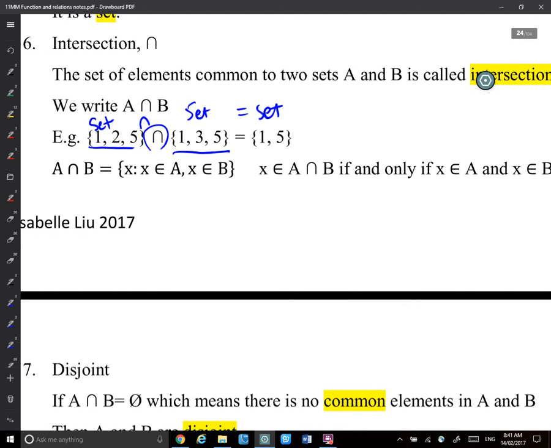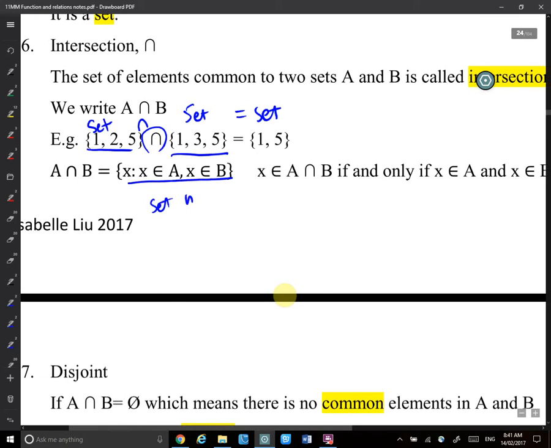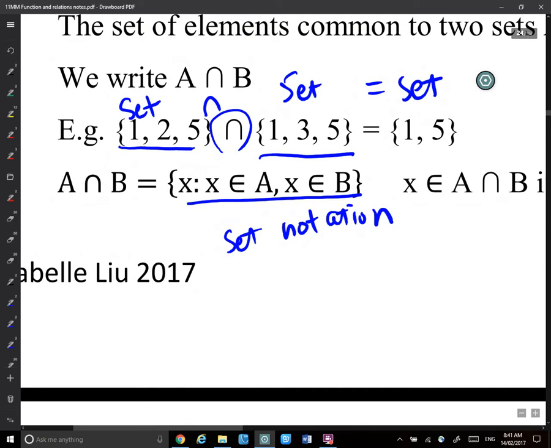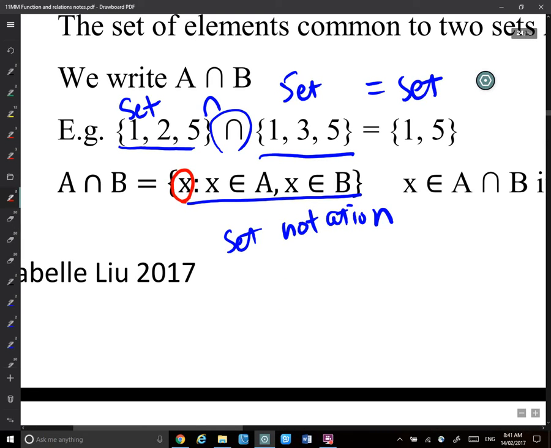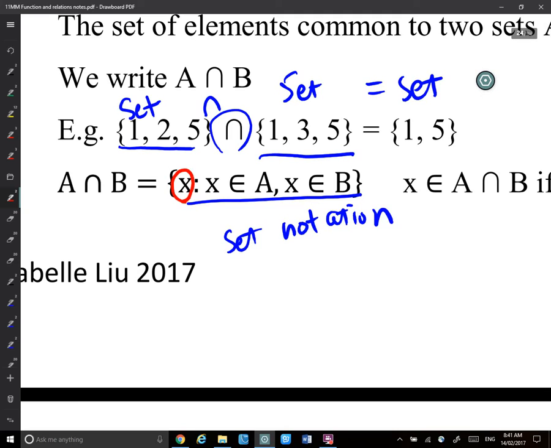So A intersects B, we can use a set notation. I'll explain the set notation, it's quite important. A intersects B equals to, okay, the whole thing here. What does this set mean? It means a collection of elements X, and then we have a dot dot. What comes after this dot is explaining what's happening, explaining what this X is. The X belongs to A and also X belongs to B. Okay, so that is a set notation.